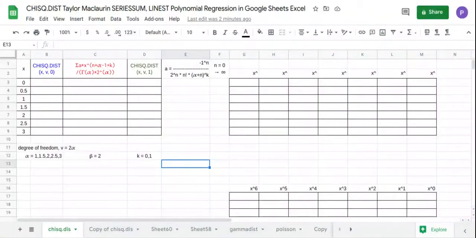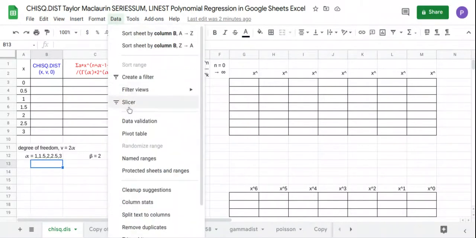In this video, we'll use Taylor-Maclaurin SERIESSUM to generate the dataset and trend line of the chi-square test. We begin with the probability density function. Here our value of the degree of freedom is 2 times alpha, and alpha starts from 1 to 3.